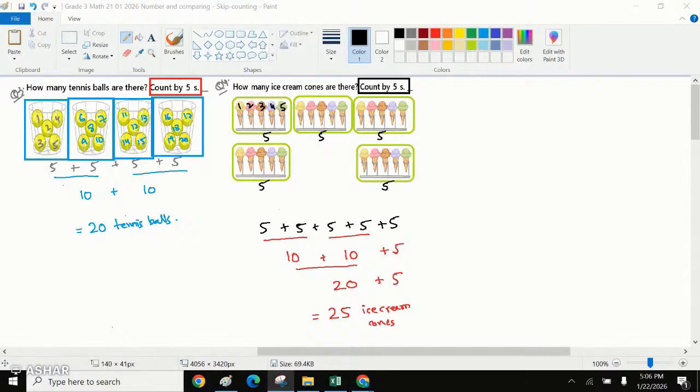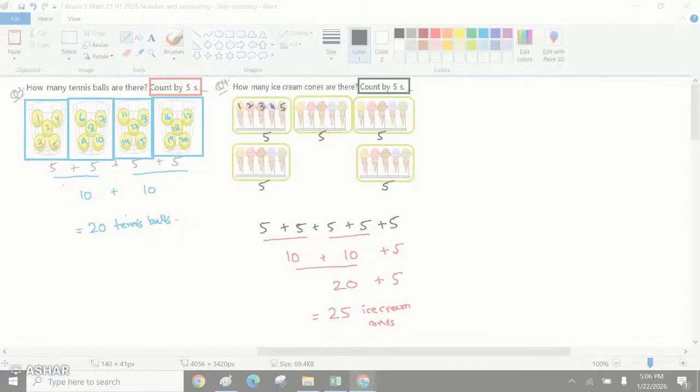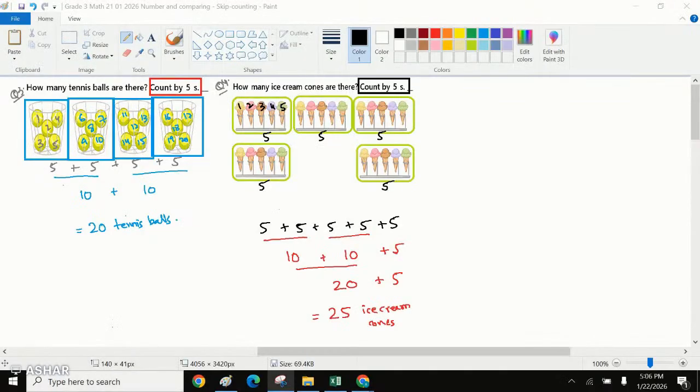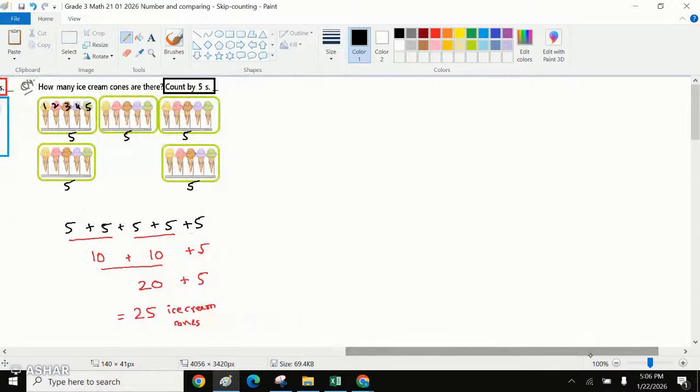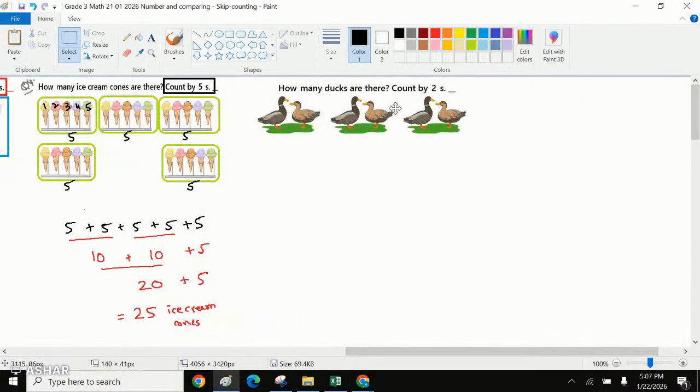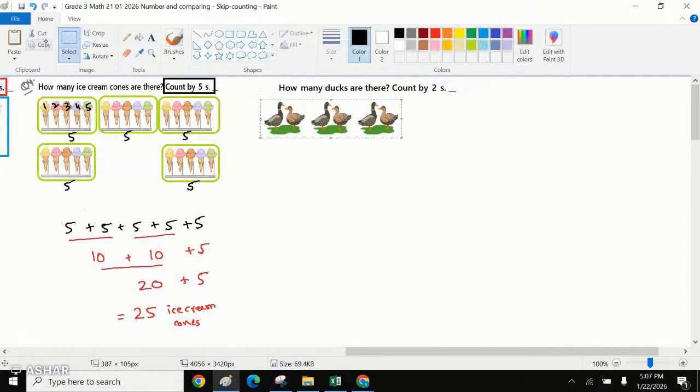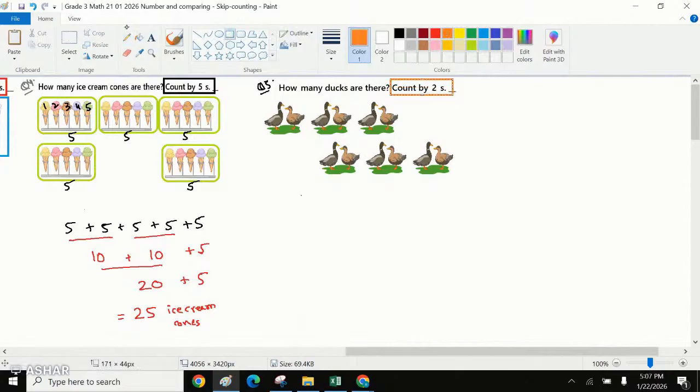Okay, the next question we have says, how many ducks are there? Let's count by twos. Let's count by pairs, right? 2 is a pair. Okay, so let's suppose these were the number of ducks we had. I'll just increase the number of ducks. How many pairs of ducks can we see? Because we are counting by twos over here, right? 2 is a pair.